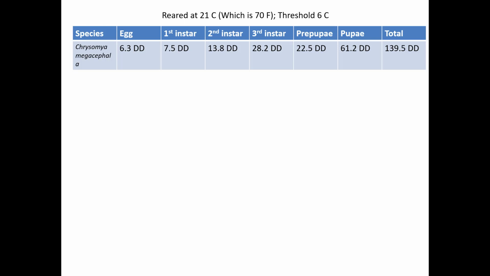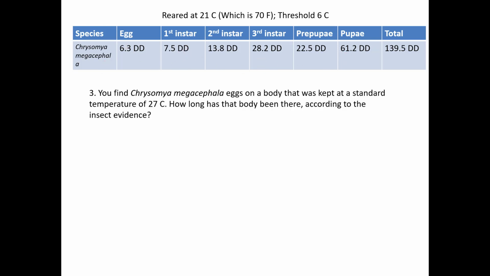Next question. All right, so our next question using the same stuff. So now we've got our table. We know how many degree days it takes to go through. You find Chrysomya megacephala eggs on a body. Okay, so this is how I want you to walk through these things. Remember back to when you were doing word problems in grade school and you had to underline stuff. I don't know if you did that, but whatever. Okay, so Chrysomya megacephala, great. That's the species we're looking at.